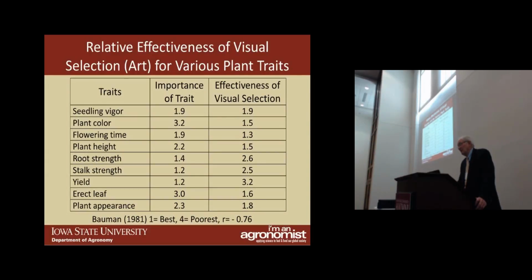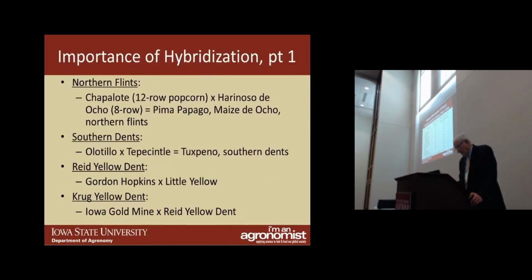That is, looking at it rather than having yield trials or some other type of trials. And 1 is the best, so if there's a 1, well, like yield, 1.2. That was a very important trait. Then if you look over there, how effective is mass selection? 3.2, pretty poor. Or if you look at flowering time, that's important for relative measured maturity, and 1.3 relative effective. But overall, it ended up a negative 0.76 between what we do visually and the importance of the trait.